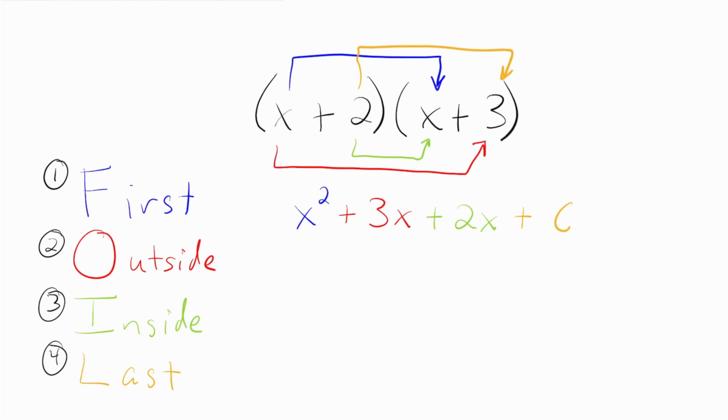6. Last thing we're going to do here is add the middle terms, and we get x squared plus 5x plus 6. And that's it. That's the solution to the problem.